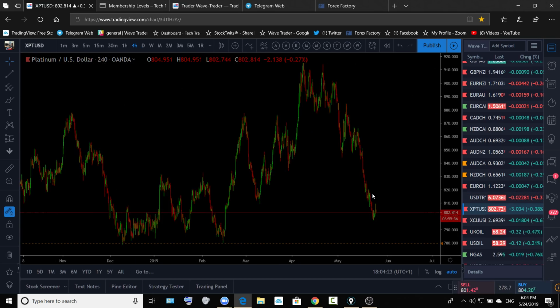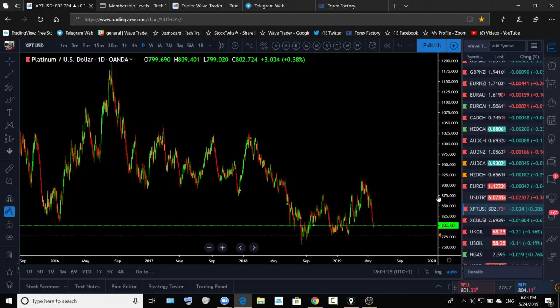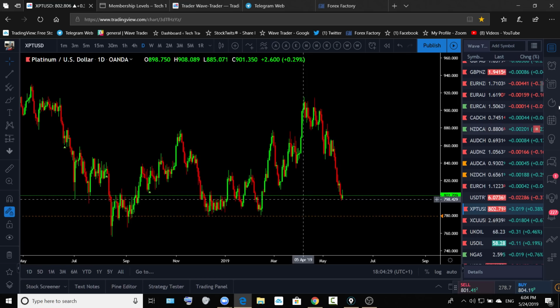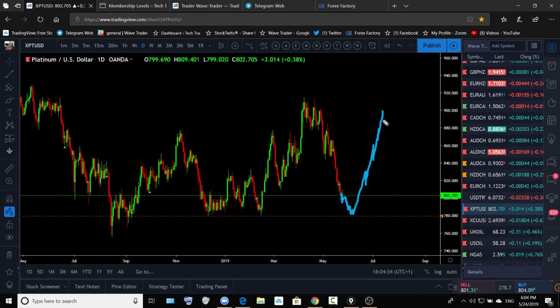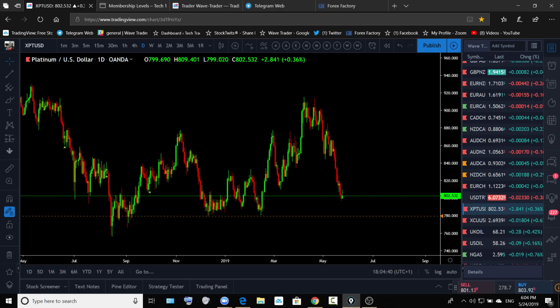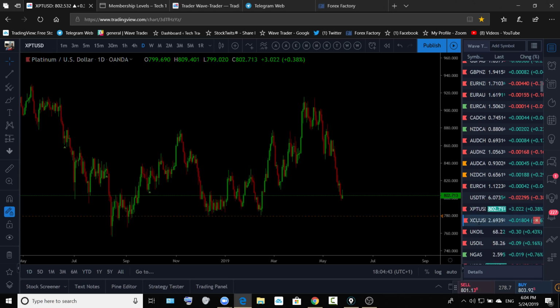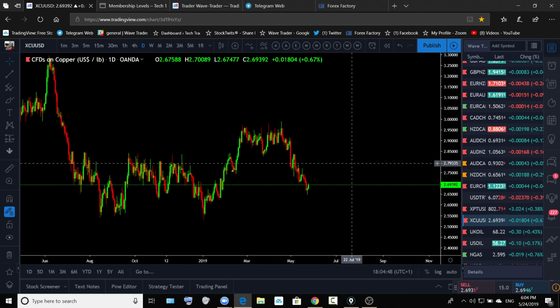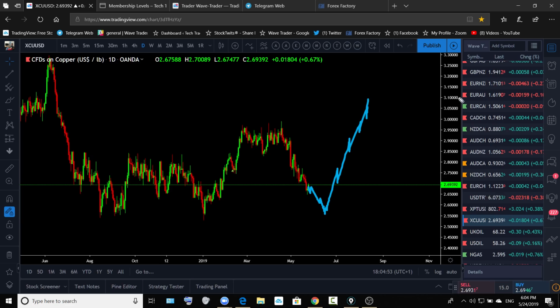Okay, and there you got the platinum. All right, so platinum to keep pushing slowly lower and go higher. Okay, so this expanding triangle. All right, and copper is still pushing lower. Let the copper hit the bottom. All right, we were expecting it to continue, it didn't. All right, so let it hit the bottom and then buy.